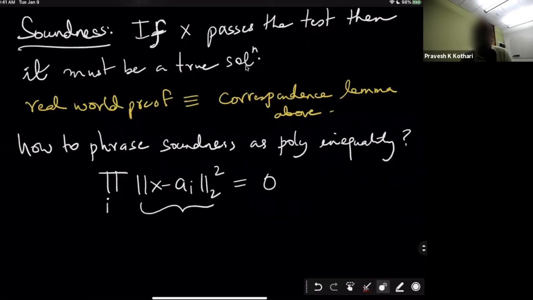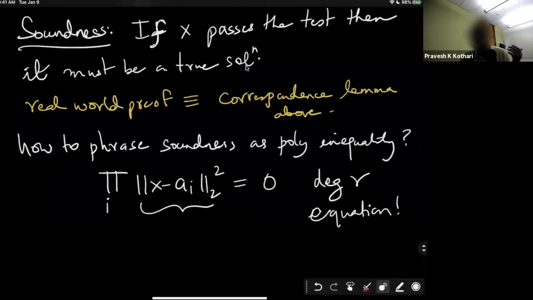But what's the degree of this polynomial equation? This is a degree R equation. And so, if I allow myself the use of degree R polynomials, then I can do it. But remember, R can be as large as the dimension D. And so if even the phrasing of the conclusion of the soundness requires degree D polynomials, then I'm not going to get an efficient algorithm at all. So this is not a good idea, not because it doesn't work, but because it takes too much degree. So what else can I do?